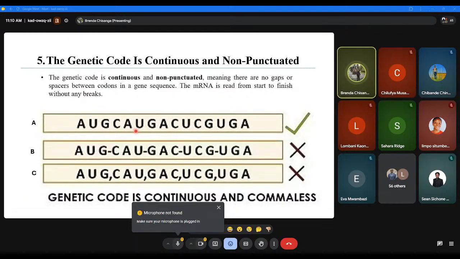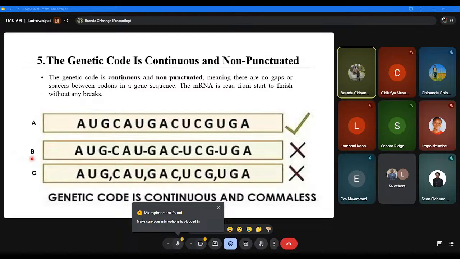In this case, the next codon is going to be CAU, and it will continue all the way until the end of this mRNA. This is the right way of reading the genetic code. And this is what we're referring to as a genetic code is continuous, not punctuated, and also not commaless.